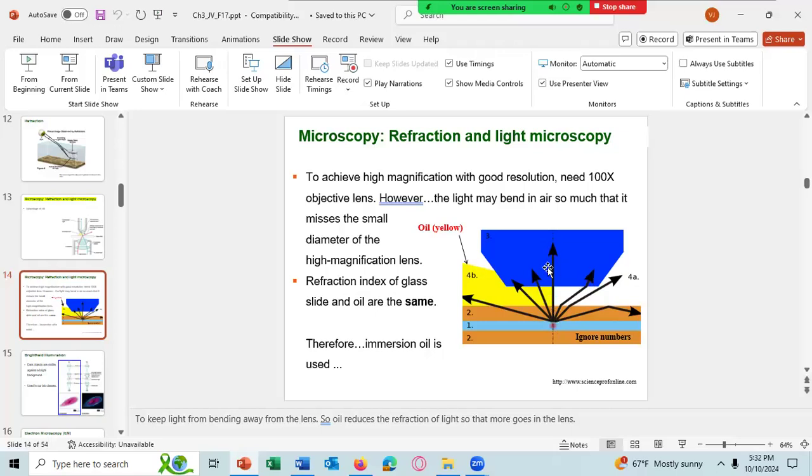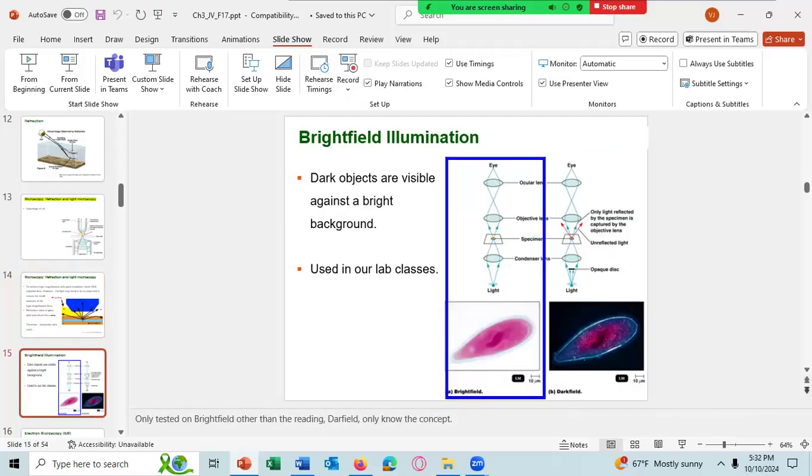And these aren't refracting at all. So if you use oil, you'll get better resolution because the light will not refract when coming out of glass or entering glass, because oil has the same refractive index as glass. Any question about any of that? Remember, the refraction of light is just the bending of light.